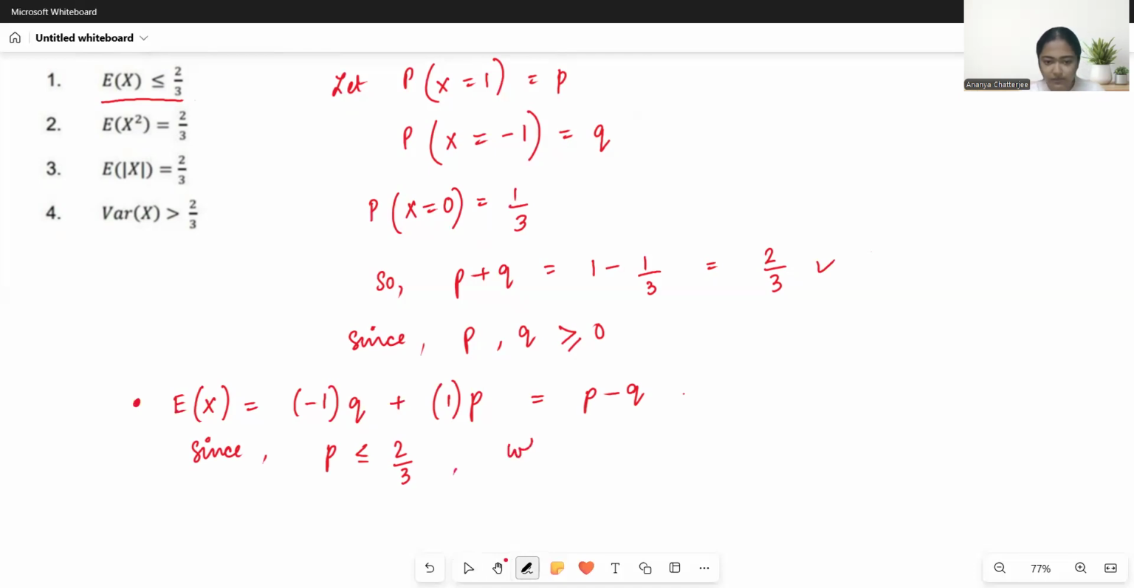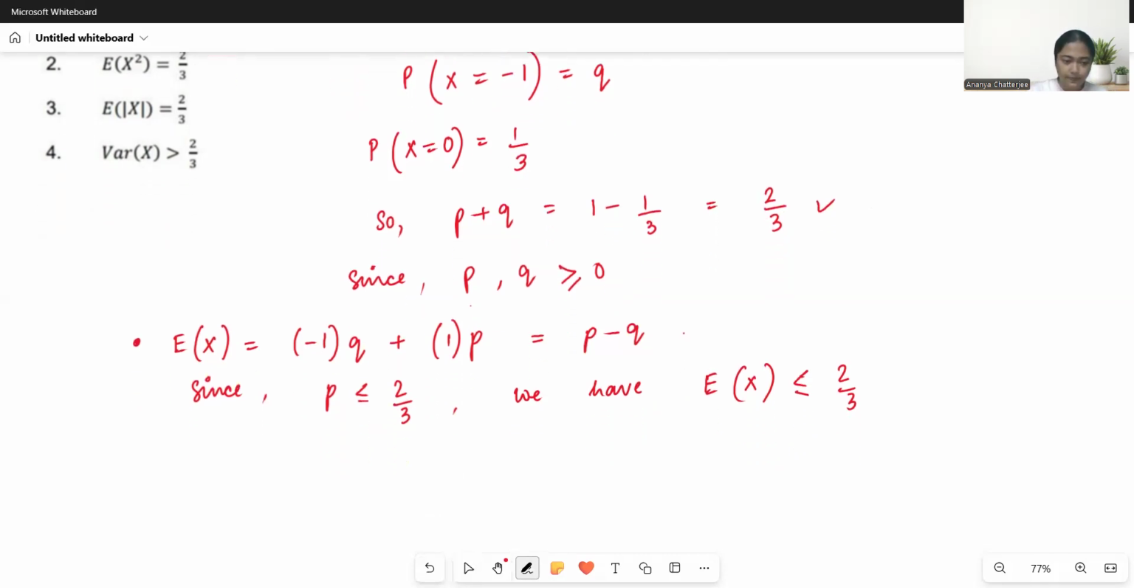Now what we have here is expectation of x is less than or equal to 2 by 3. Because expectation of x is p minus q, and we have p less than or equal to 2 by 3, and since we know that p and q both are greater than or equal to 0, we have expectation of x less than or equal to 2 by 3. So from here we get the first option as true.